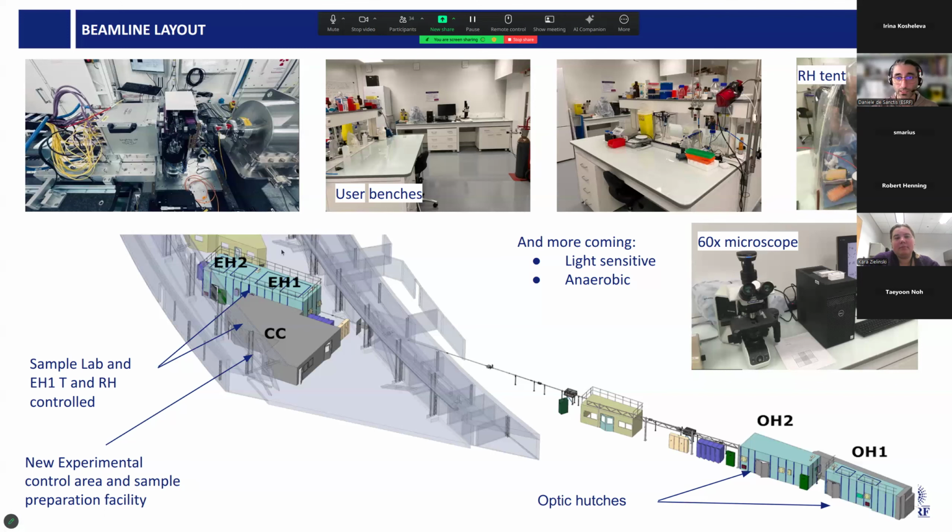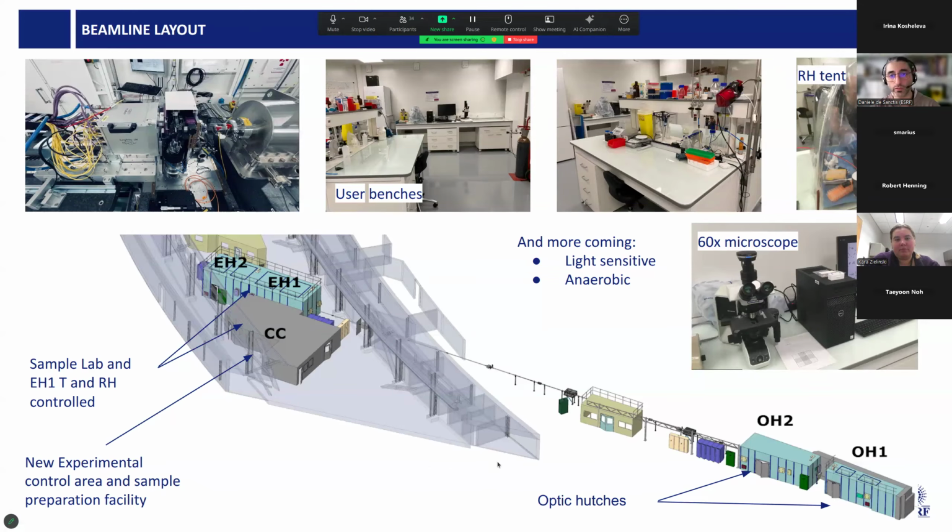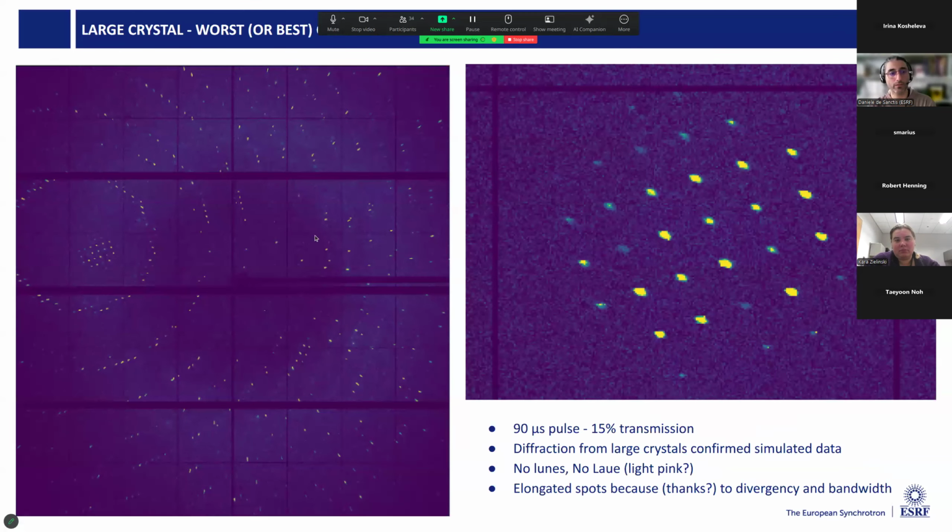Both the experimental hutch and the lab are constantly controlled in temperature and humidity. This has been very crucial because we are very close to the Alps, and there is quite a bit of humidity excursion between summer and winter. Okay, so this is a real diffraction pattern, which overlaps quite well with what we had initially simulated.